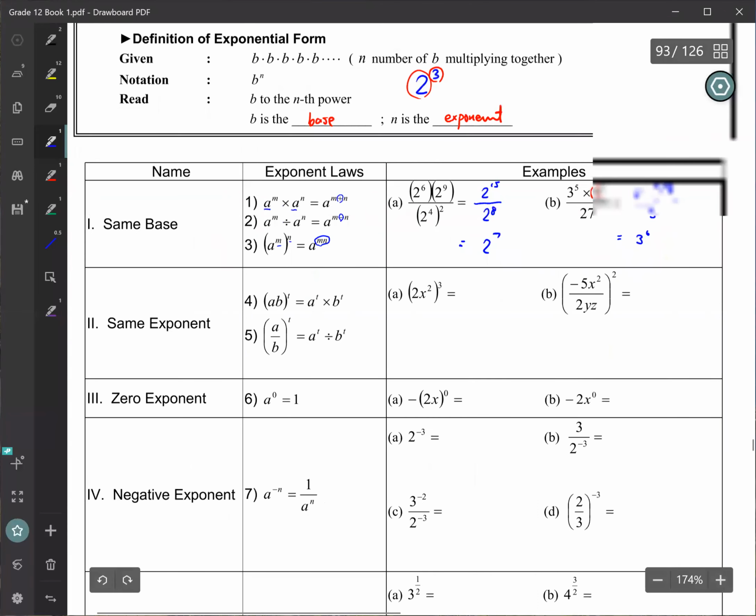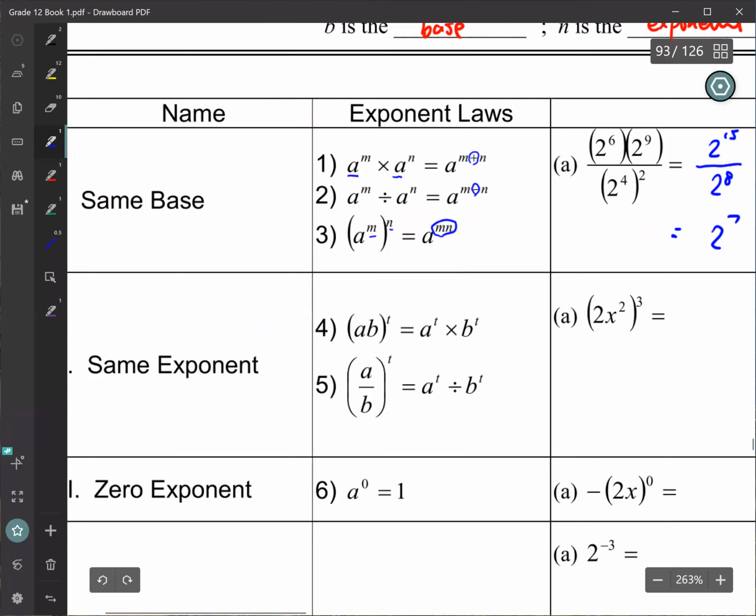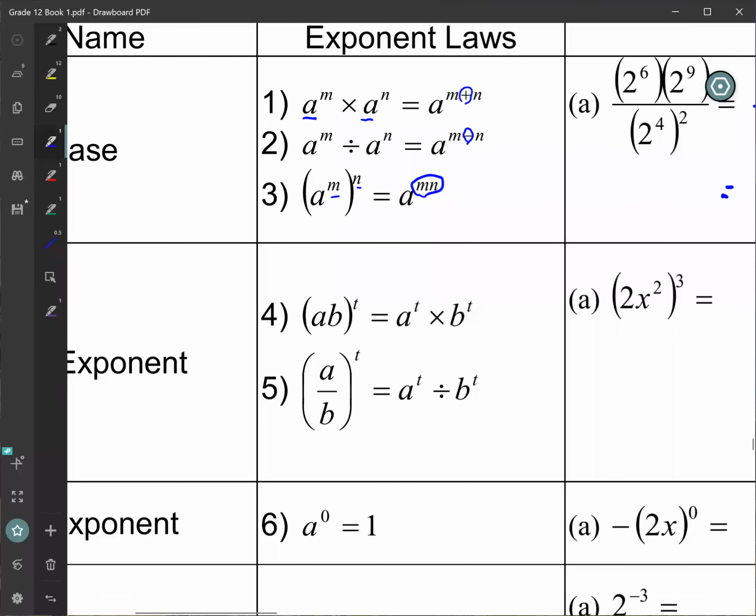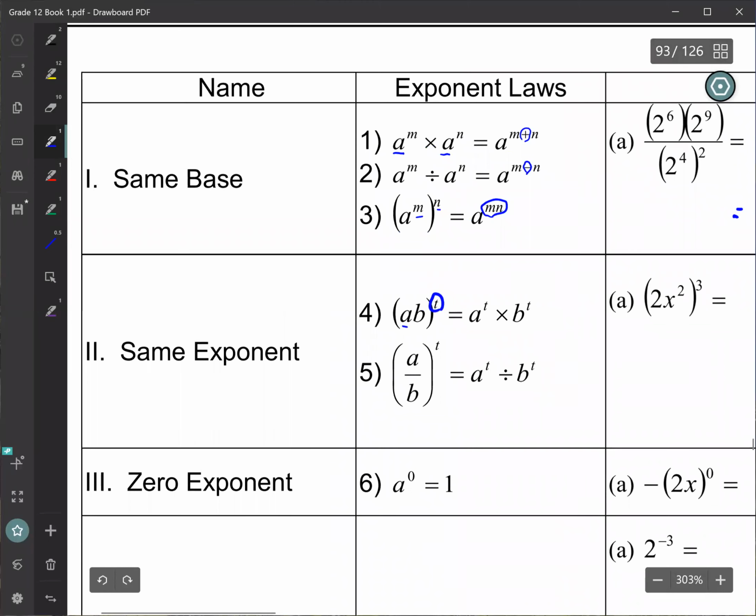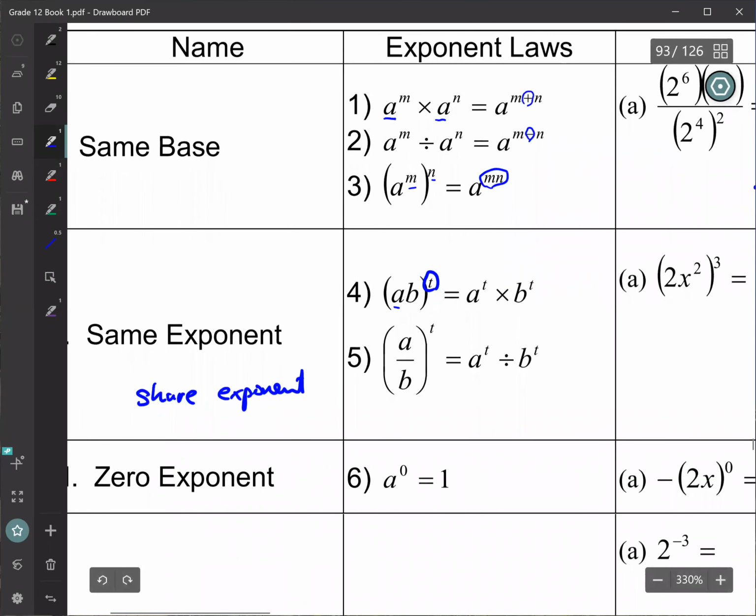Now we also have rule for same exponents. So take a look at inside the brackets, right? You have two bases, right? But then they both have the same exponent at the corner, right? Exponent of t. So when that happens, right, you could share the exponents, okay? You can write it underneath, same exponent, share exponent. So the t will go inside, but you can only share if the inside is multiply or divide.